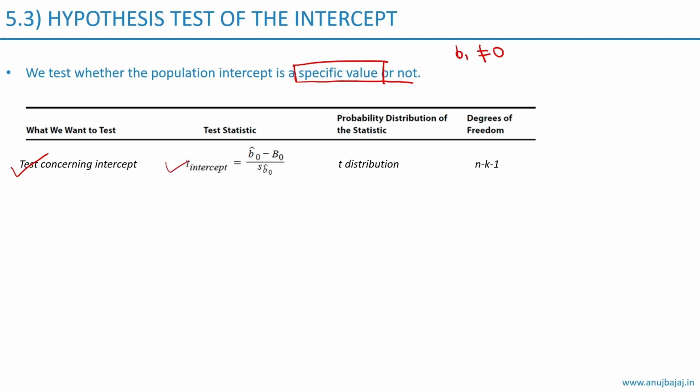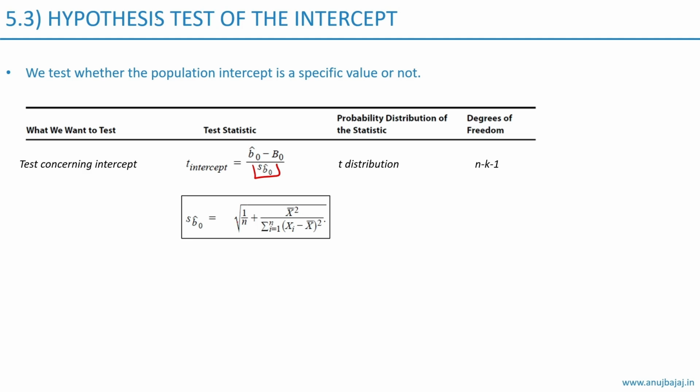This is the t-stat. The test statistic follows a t distribution, and this is the degree of freedom, which is equal to n minus 2. And the standard error, or the standard deviation, of the intercept equals the root of 1 divided by the sample size plus the mean of the independent variable squared divided by this figure. The denominator is nothing but the numerator that we use in the variance of the independent variable. You need to remember the formula because you might be asked to calculate the standard error of the intercept.